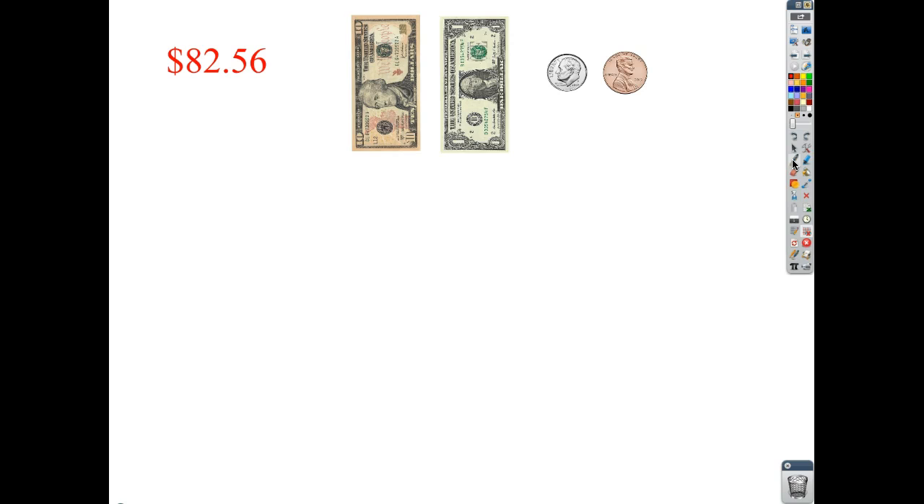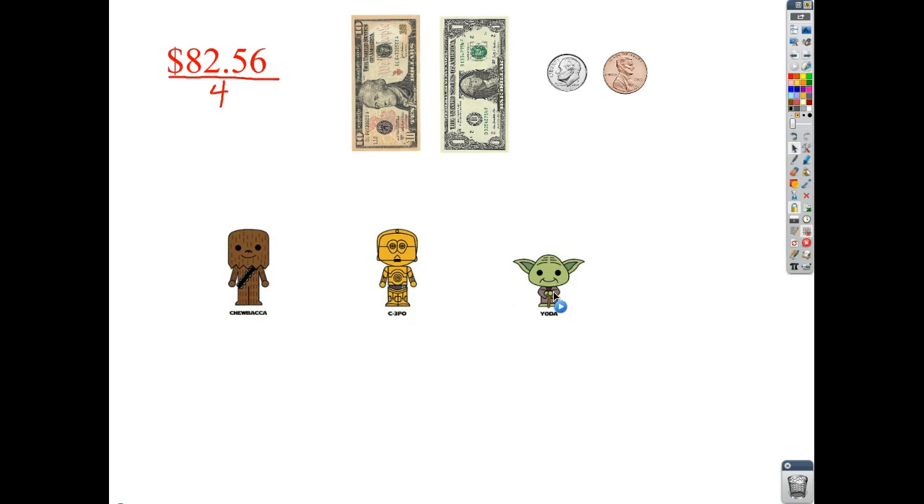I'm going to divide 82.56 by 4. I'm going to show you what this looks like first, and then I'm going to do the long division on this. So I brought along 4 friends to help me with this: Chewbacca, C3PO, Yoda, and R2.